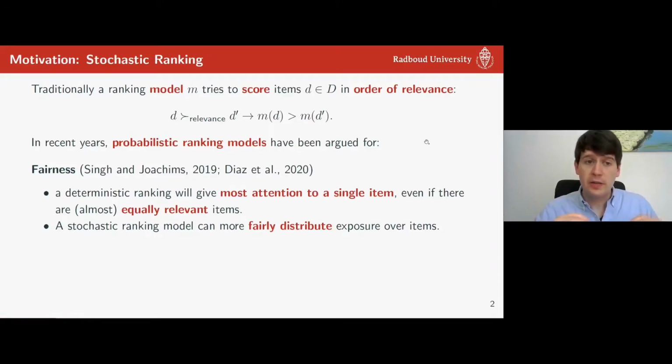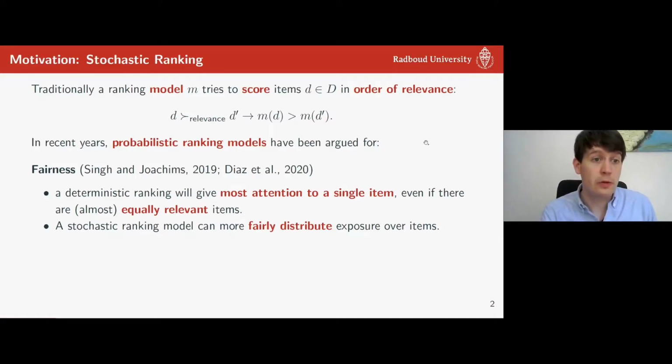The point here is, if you use a stochastic ranking model, which is a distribution over multiple rankings, you can actually give multiple items the chance of being in a rank. So there can be multiple items that have a chance of being the top item. And in this way, you can actually fairly distribute the exposure over items. You can make sure that the amount of exposure that they get is in proportion to how relevant they are.